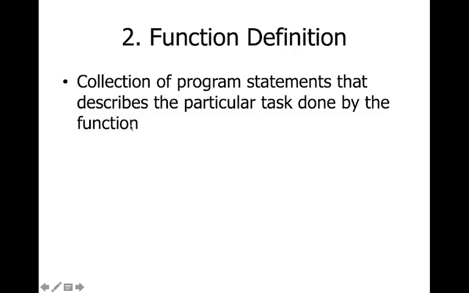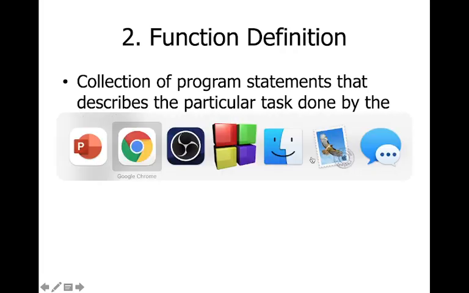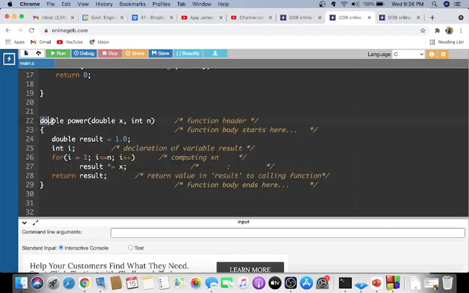So it is a collection of program statements that describe the particular task done by the program. Then it consists of a function header and a function body. If you see this program, this is a function header. I have given in comments: this is a function header, and this is the body of that program.